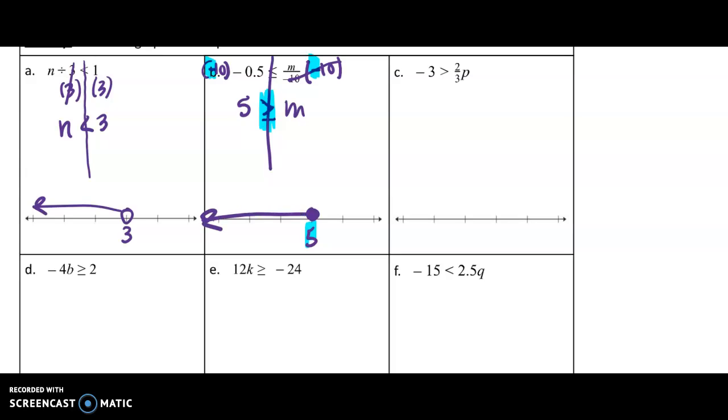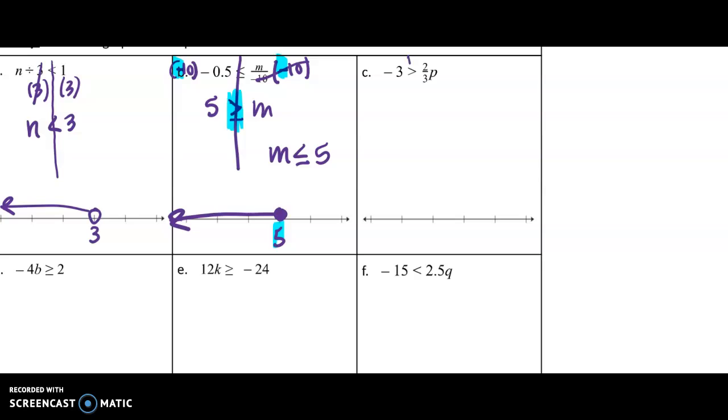And the reason it looks like it's going the opposite direction is because our m is on the right-hand side, when typically we have it on the left to help us graph. So if I was to rewrite it, it would be m is less than or equal to 5. And that's the same thing because 5 is bigger than m, or m is less than 5. That means the same thing, it's just worded differently.